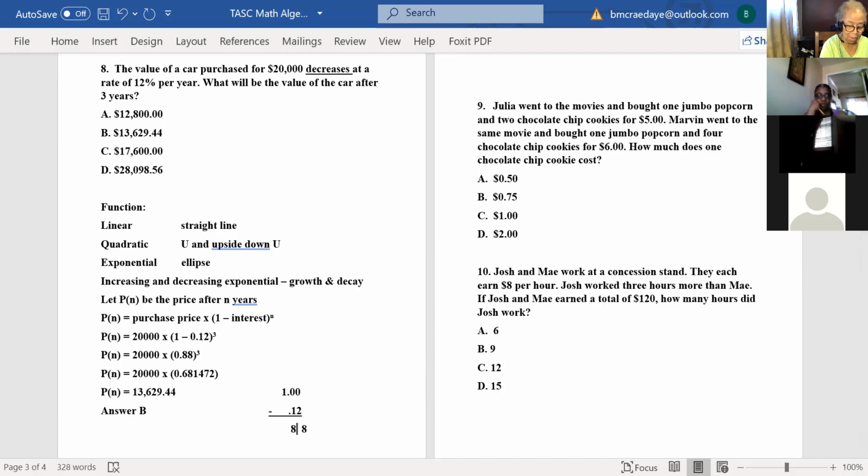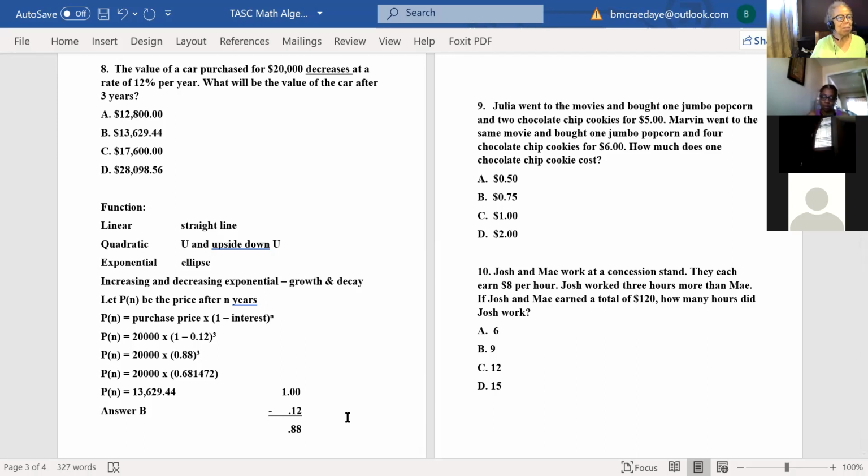You got it? So that's how you get it, and this would be the decimal point. Line up your decimal points, and that would be 0.88. So you had to put that 1 as 1.00 and then put the 0.12 under it and subtract. You get the 0.88.